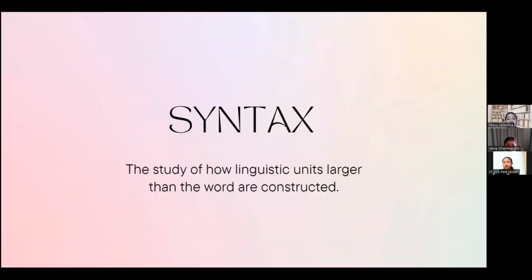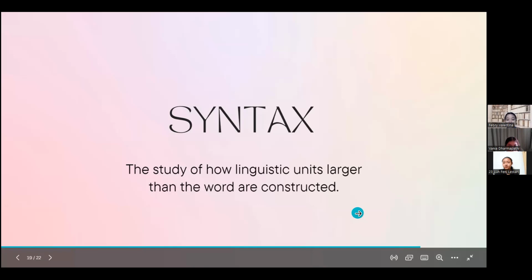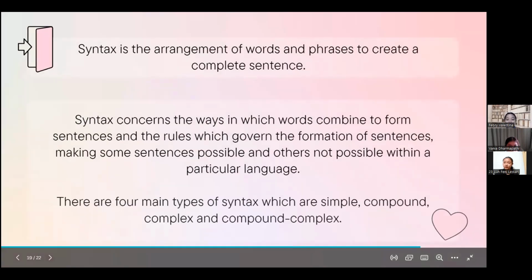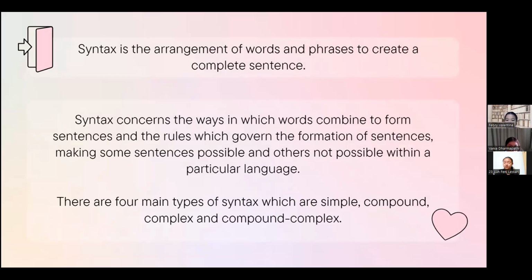Moreover, there is syntax, or the study of how linguistic units larger than the word are constructed. Syntax is the arrangement of words and phrases to create a complete sentence. Syntax is a major component of the grammar of a language, together with lexicon, phonology, and semantics. Syntax concerns the ways in which words combine to form sentences and the rules which govern the formation of sentences, making some sentences possible and others not possible within a particular language.